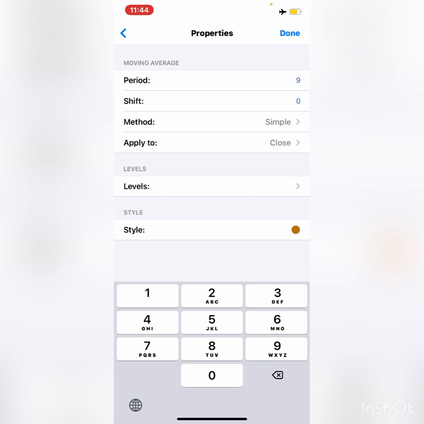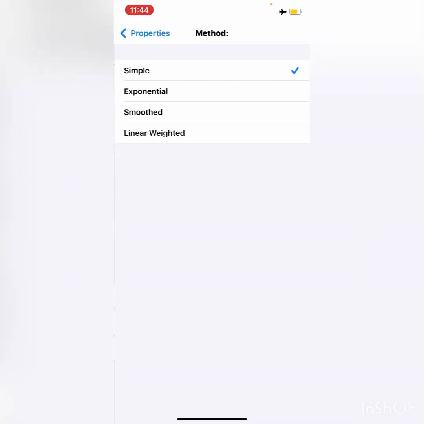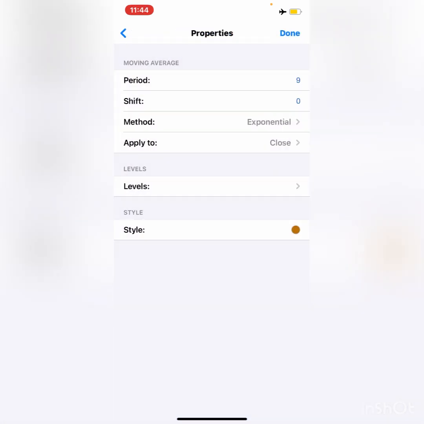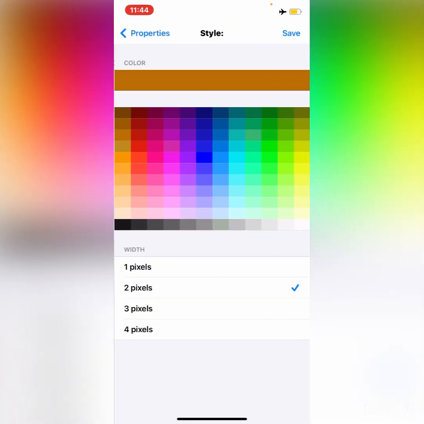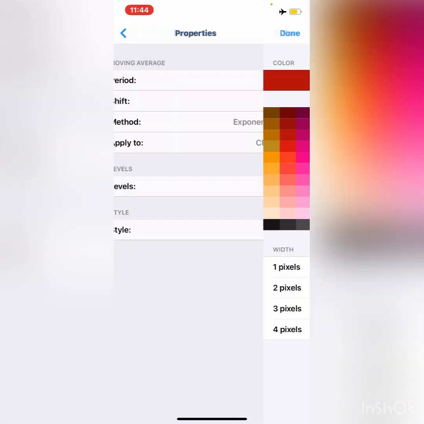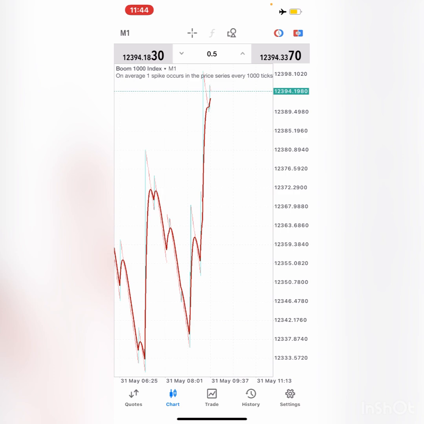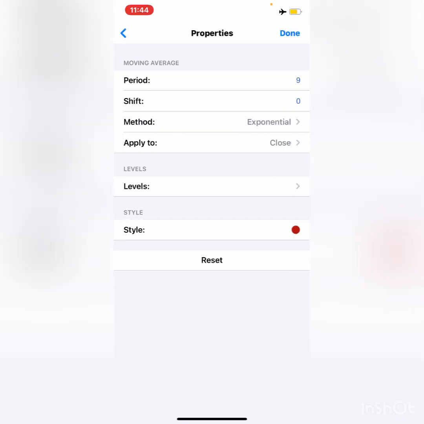It has a period of 9, a shift of 0, a method of exponential, apply to close, and the color, I'll choose the color red. So please make sure you're following these settings correctly, right?